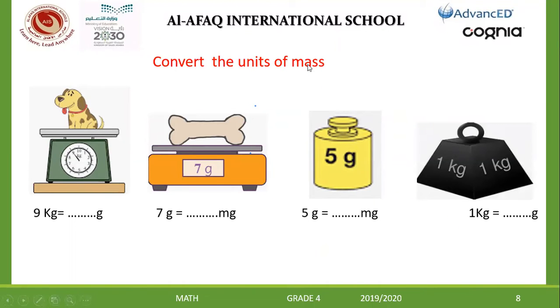Convert the units of mass. As we said, the relationship between the units of mass: each kilogram equals 1,000 gram and each gram equals 1,000 milligram. So to change from kilogram to gram, I have to multiply by 1,000 because each 1 kilogram equals 1,000 gram. What about 9 kilogram? I have to repeat this 1,000 9 times. So here I'll get what? Great. I'll get 9,000 gram.